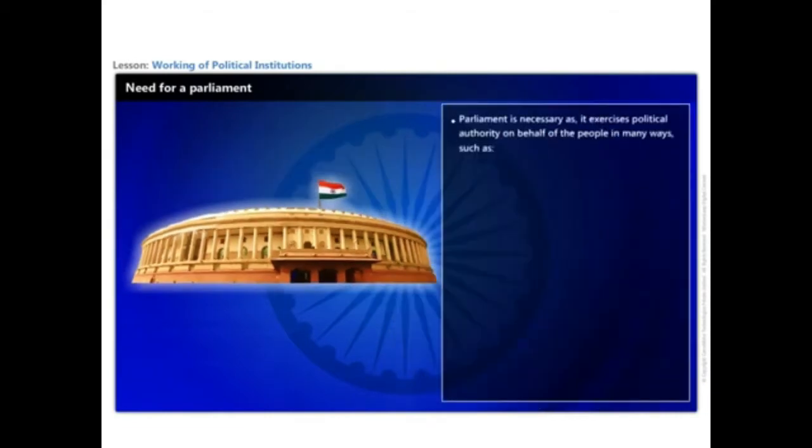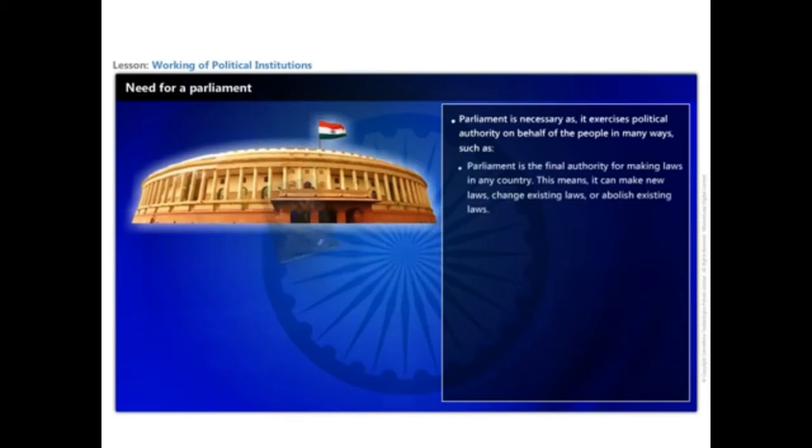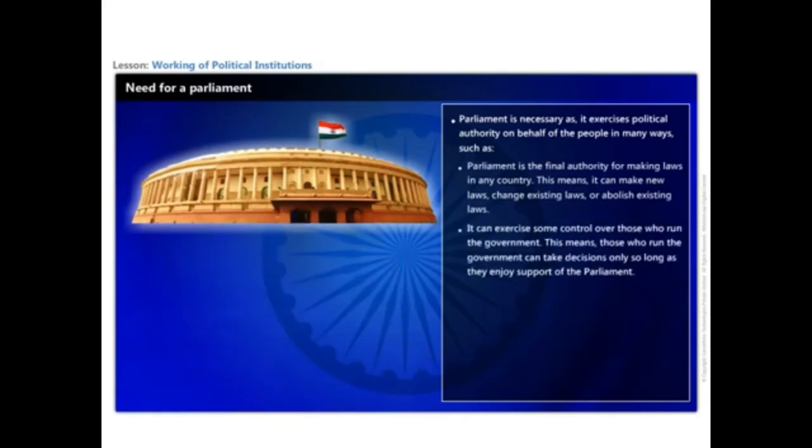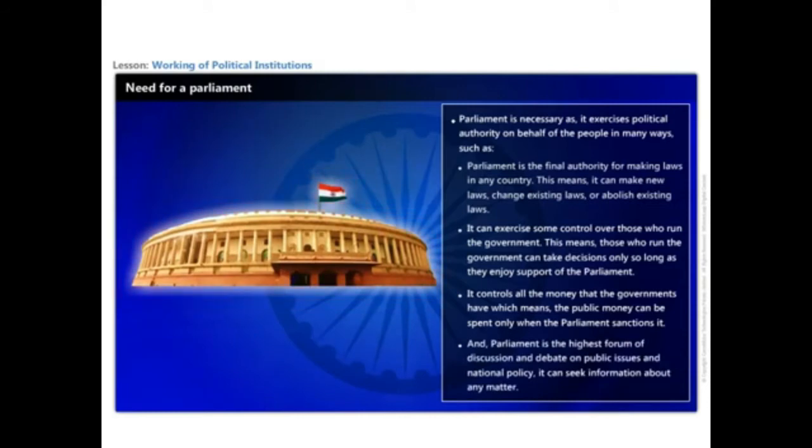Parliament is necessary as it exercises political authority on behalf of the people in many ways. Parliament is the final authority for making laws in any country. This means it can make new laws, change existing laws, or abolish existing laws. It can exercise some control over those who run the government. This means those who run the government can take decisions only so long as they enjoy the support of the Parliament. It controls all the money that the governments have, which means public money can be spent only when the Parliament sanctions it. And Parliament is the highest forum of discussion and debate on public issues and national policy. It can seek information about any matter.